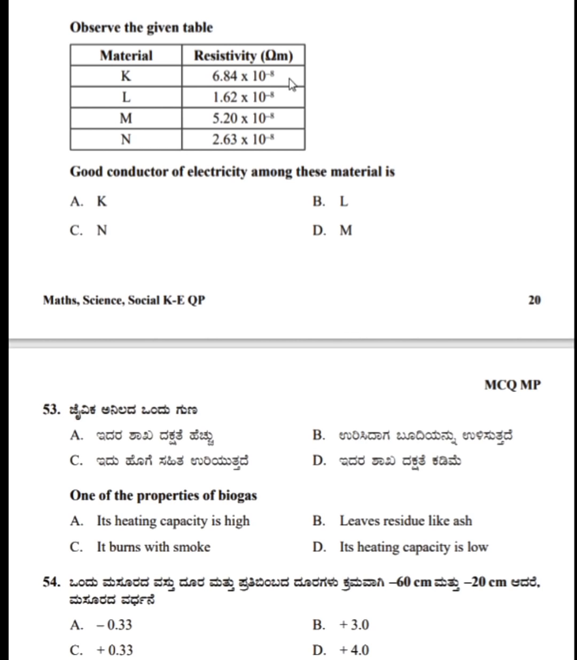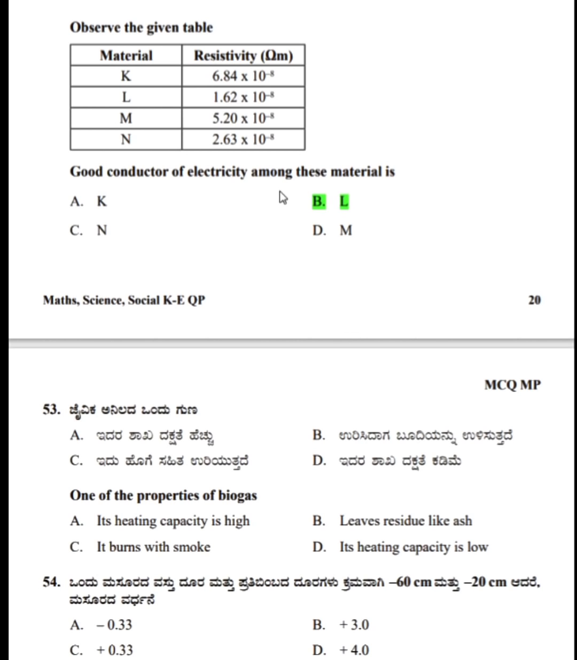Out of these, the good conductor of electricity among these materials is material L. It has less resistivity, which means its conductivity will be good when compared to other materials. Therefore, the correct answer is option B, L, because it possesses less resistivity when compared to other materials.